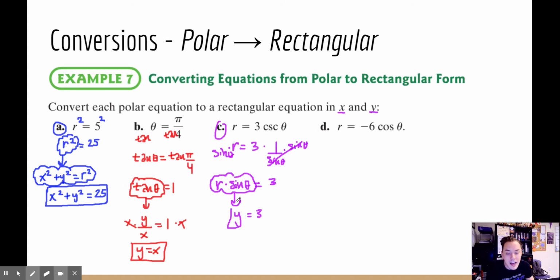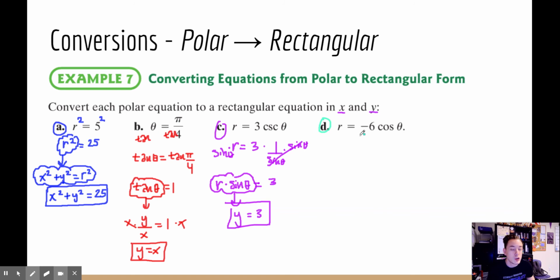Do I need to have an x in there? No, I do not need to have an x in there. I told you that. All I need is some sort of resemblance to y or x. If they're both in there, great. If one of them's in there, that's fine. As long as the r and the theta are out, I'm solid. All right, let's do our last and final one.